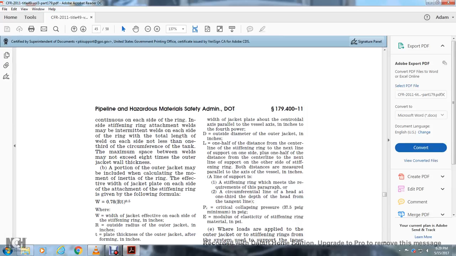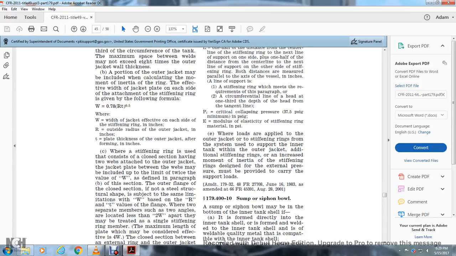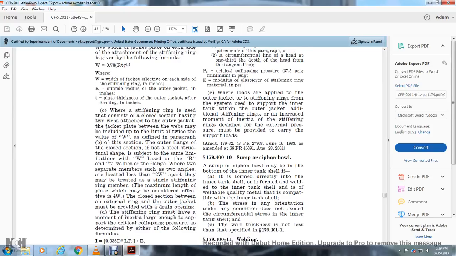Any portion of the outer jacket may be included when calculating the moment of inertia of the ring, with the effective width of the jacket plate on each side of the attachment of the stiffening ring given by the following formula. We equals 0.78 times R T to the 0.5. W equals the effective width of the jacket on each side of the stiffening ring in inches. R equals the outside radius of the outer jacket in inches. T equals the plate thickness of the outer jacket after forming, in inches.